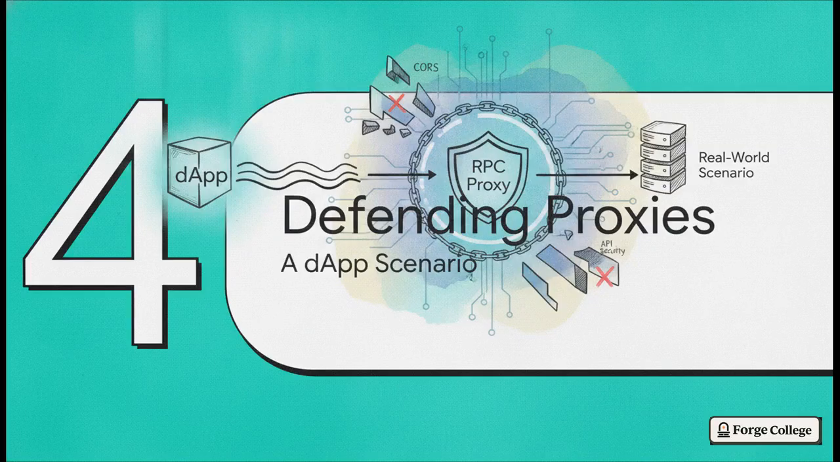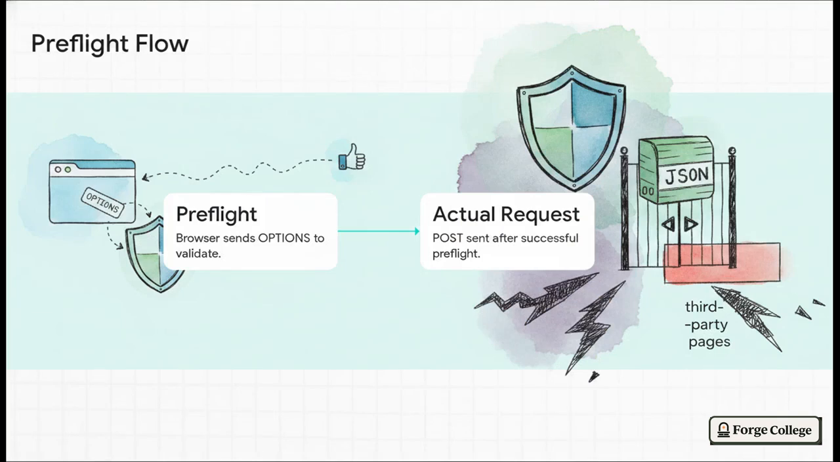Let's look at how this plays out in the wild. Section 4, Defending Solana Proxies in a dApp Scenario. Imagine your dApp needs to hit an RPC proxy to simulate a transaction. Because you're sending JSON, bam, it becomes a mandatory 2-round-trip process.